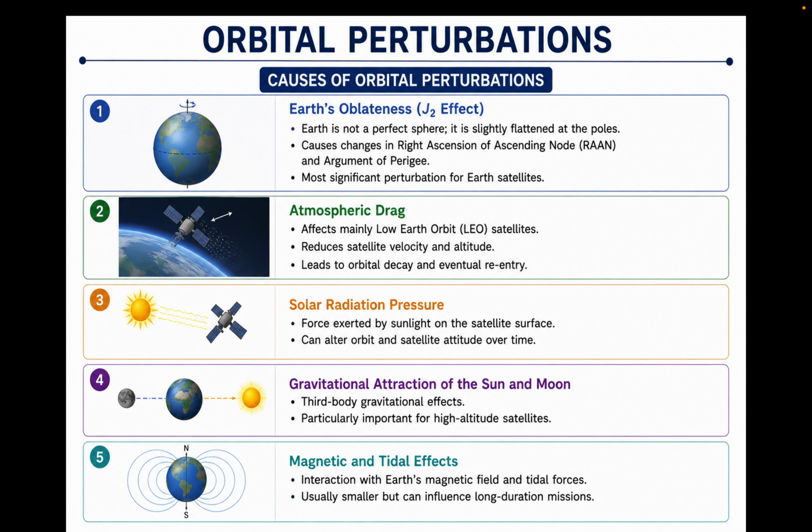And another orbital perturbation is the gravitational attraction of the sun and moon, because there is always a gravitational force from the sun as well as the moon, and these forces also act on the satellite, and may change the path of the satellite. And lastly, we have another effect which we call magnetic and tidal effects.